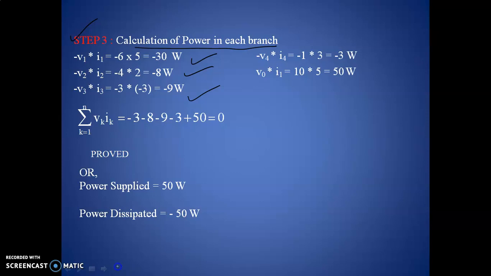So the summation from k equal to 1 to n of Vk Ik is equal to minus 30, minus 8, minus 9, minus 3, plus 50, which is equal to 0. So it is proved, or we can also say that power supplied is equal to power dissipated.